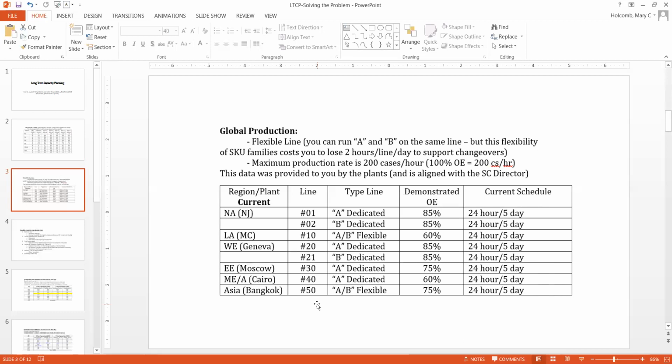We're told what line type it is. And we're also given the demonstrated operating efficiency for those plants. That would be something that you would be given for these particular operations that are up and running. And you'll notice in this problem, much like your homework, we've made it fairly simple in the sense that the current schedule is 24 hours and we're operating 5 days a week.